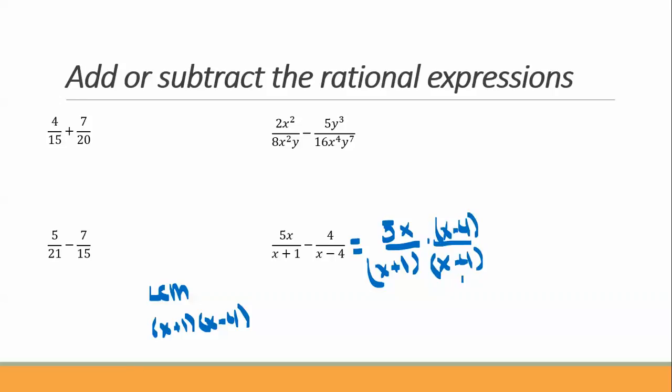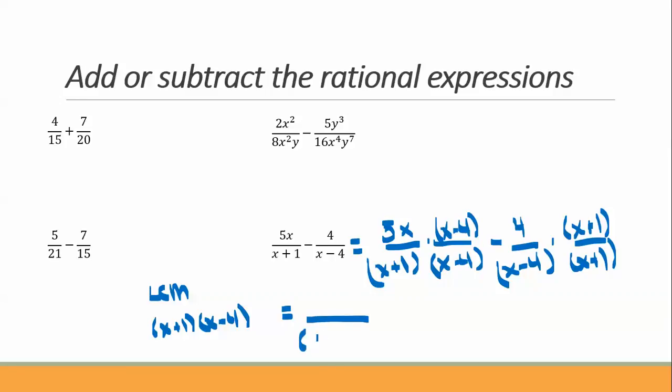We need to put these parentheses in here now because we need to remember to multiply the whole thing out. A lot of times when we forget the parentheses, we don't multiply the whole thing out like we're supposed to. And we're subtracting now. 4 over x minus 4 times x plus 1 over x plus 1. Now it said perform the multiplication. So let's multiply out our numerators. We're going to keep the denominator factored like it is.